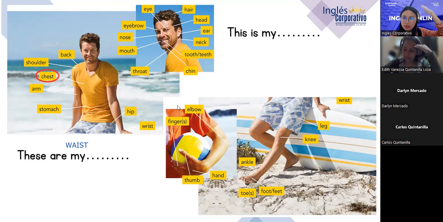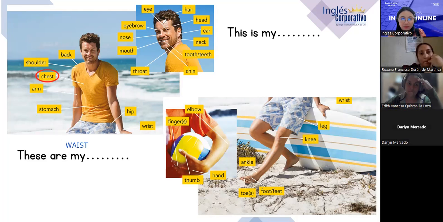Let's continue with the upper part. La parte ya no de en medio, sino arriba. What do you have here? Let's start with this one. Eye. And eyebrow. What's this? Ojo y ceja. Nose. Nariz. Mouth. What's this? ¿Qué será entonces esta? Mouth. Boca. Dentro de ella tenemos el qué.